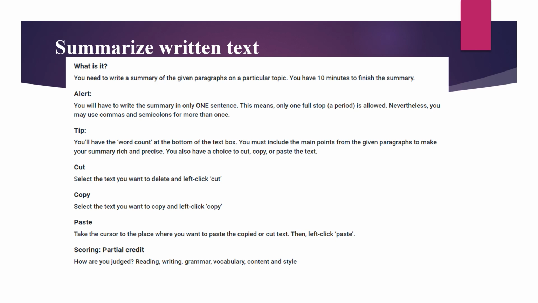You also have a choice to cut, copy, and paste the text, if you don't want to type it. For cutting the text, select the text you want to delete and left click cut. For copying, select the text you want to copy and left click copy. For pasting, take the cursor to the place where you want to paste the copied or cut text, then left click and paste it. You will be scored on reading, grammar, writing, vocabulary, content, and style.